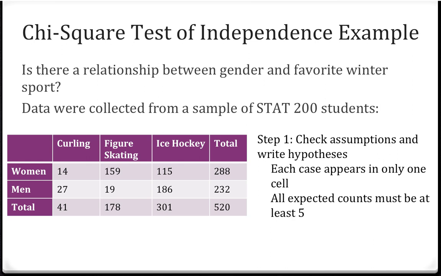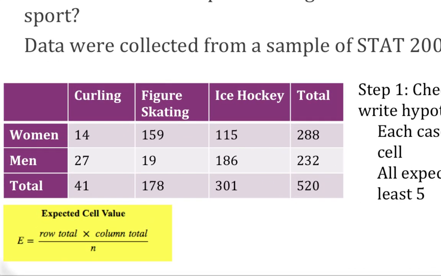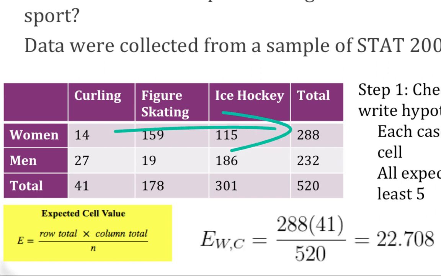The second assumption is that all expected counts must be at least 5. We'll go through and compute an expected count for each of the 6 inner cells. We'll start with the first cell, women and curling. The expected count is equal to the row total of 288 times the column total of 41 divided by the total sample size of 520. Expected counts are often displayed in the contingency table after the observed count in parentheses.